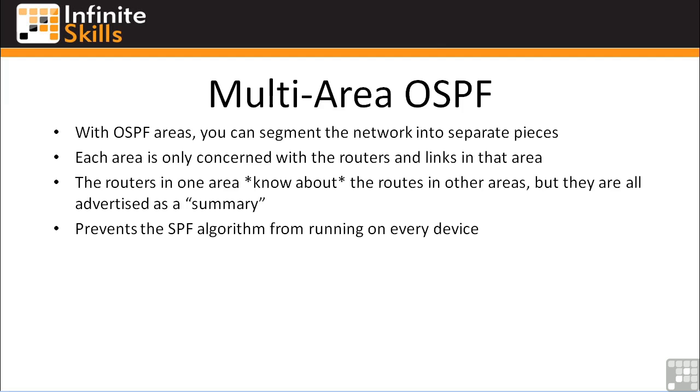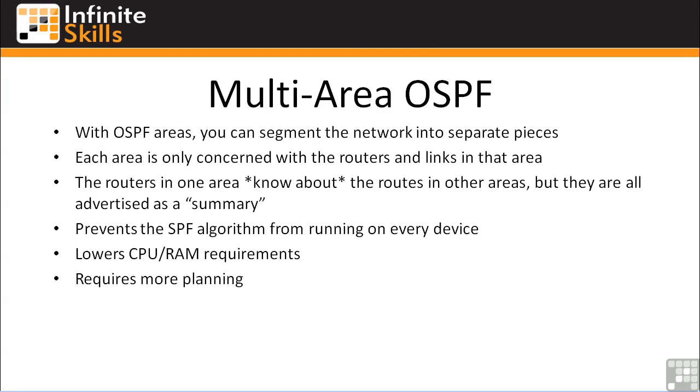This prevents the SPF algorithm from running on every device every time something happens on the network. It still runs on every router in an area, but if you segment your network properly and configure your areas to where they don't have more than 50 or 75 routers in them, you won't really impact the rest of the network every time something happens. It lowers CPU and RAM requirements on the routers in each individual area, although the area border routers will still have a full copy of both areas' routing tables and link state databases, so those guys have to be pretty beefy. However, it does require more planning so that you don't have routers in one area that really should be in another.